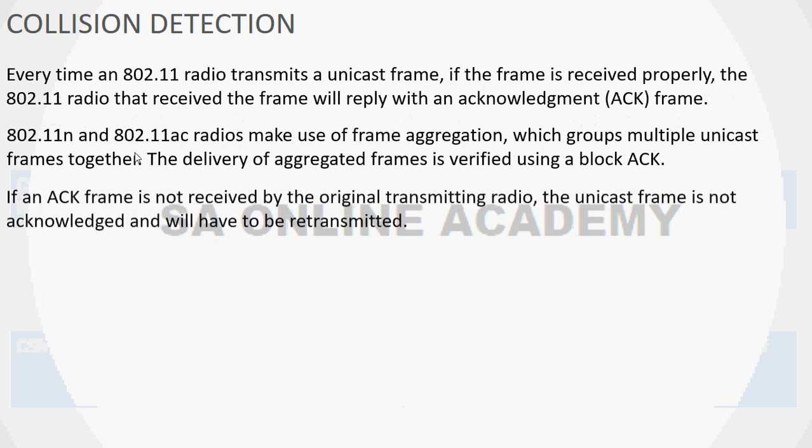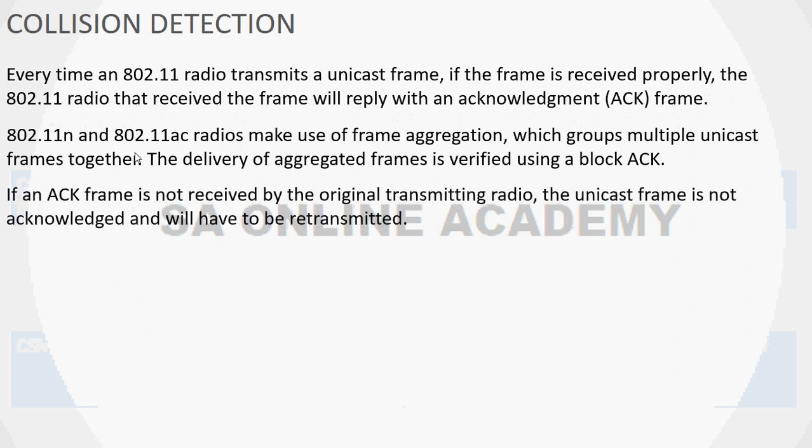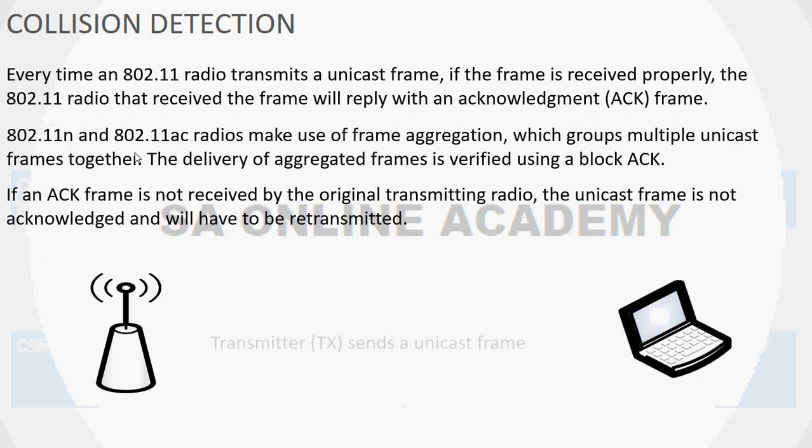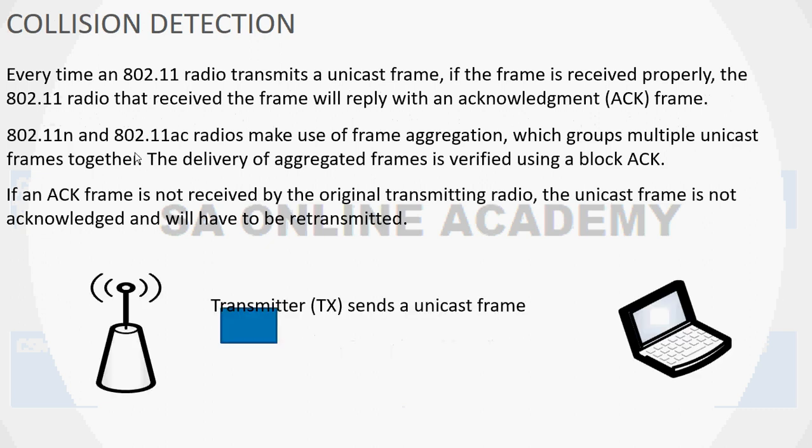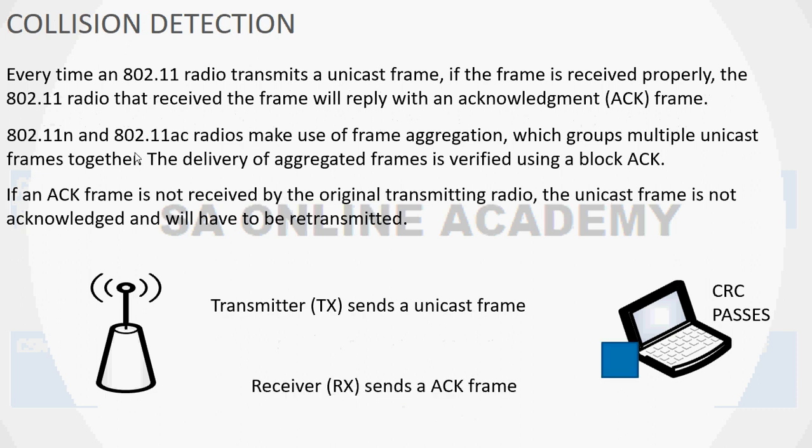If an acknowledgement frame is not received by the original transmitting radio, the unicast frame is not acknowledged and will have to be retransmitted. So let's have a look at how it actually works. The transmitter sends a unicast frame, and the receiver first runs the CRC, cyclic redundancy check. Then the receiver sends an acknowledgement frame. Once the acknowledgement frame is received, it is assumed that the frame has been transmitted successfully. So this is how collisions are identified or assumed in 802.11 networks.